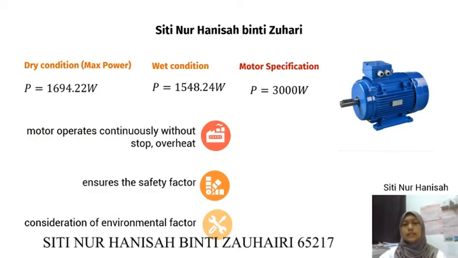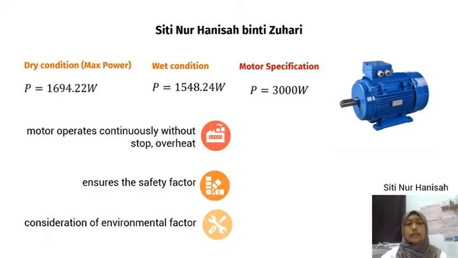We have done motor selection by calculating two conditions, which are dry condition and wet condition. As you can see, the maximum power is 1694.22 at dry condition. For the motor specification, we choose a motor that has 3000 watt, because when the motor operates continuously without stop, it will overheat. And to ensure the safety factor, we choose a motor with higher power, and we also consider the environmental factors, which are drag force, wind speed, and also the corrosion.